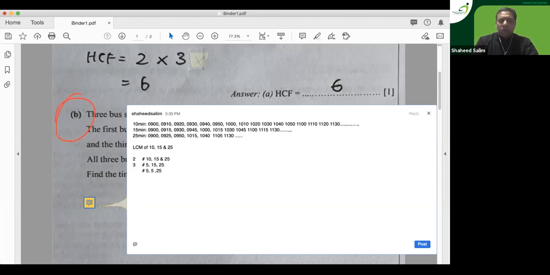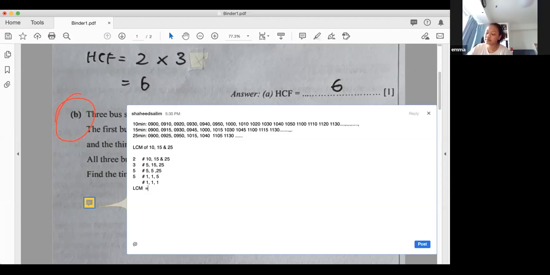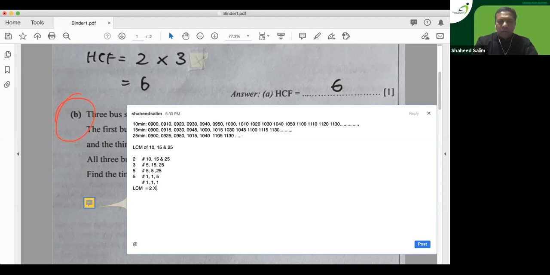So what's the next one? The next one, we divide this by 5. Divide by 5, you get 1, 1, and also you get 5. So divide it by the last 5, you get 1, 1, 1, right? You know what I'm doing out here? So LCM is equals to 2 times 3 times 5 times 5. What's the answer?